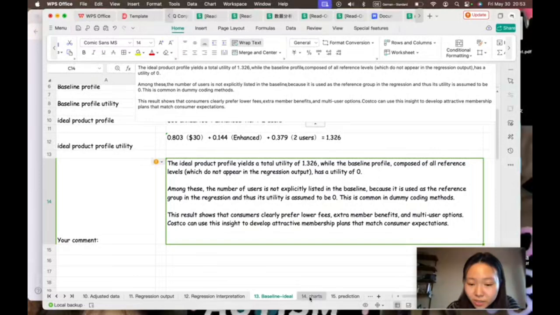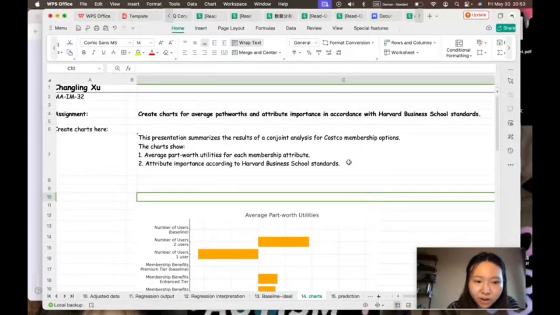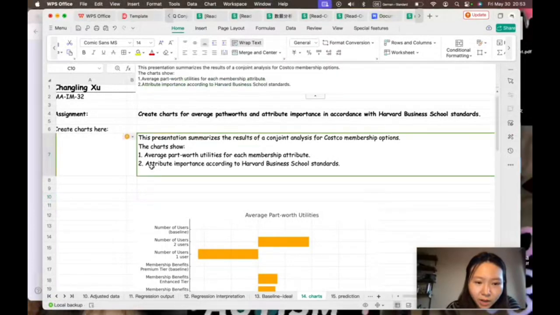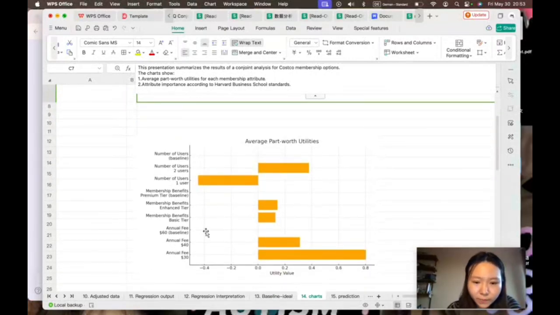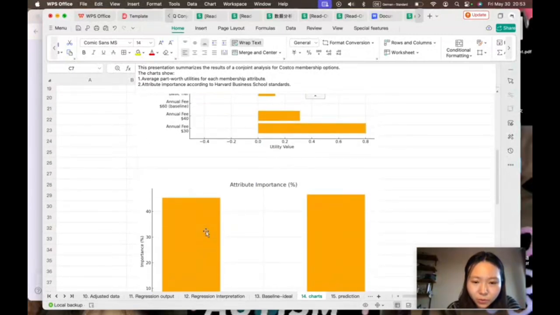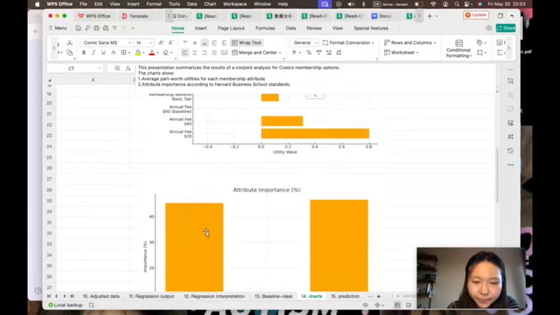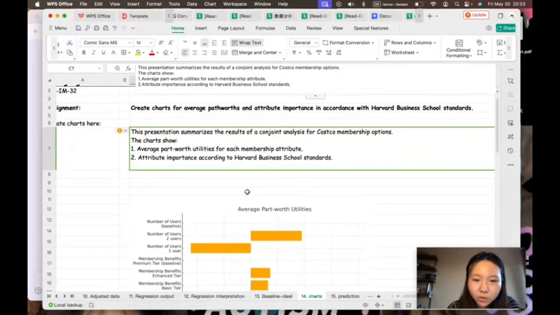Like this one, there are 2 charts about the average part-worth utilities for each membership attribute, just like this one. And the second one is attribute importance. This representation summarizes the result of the conjoint analysis for Costco membership options.